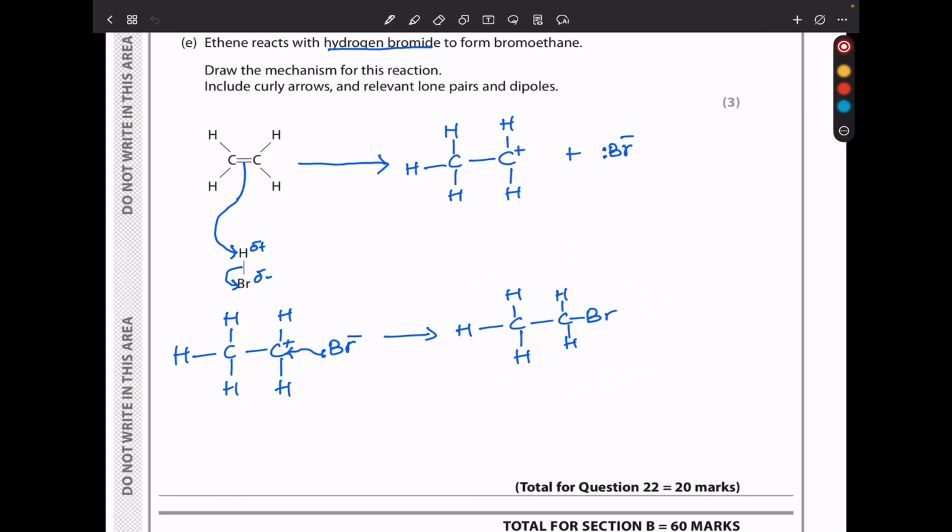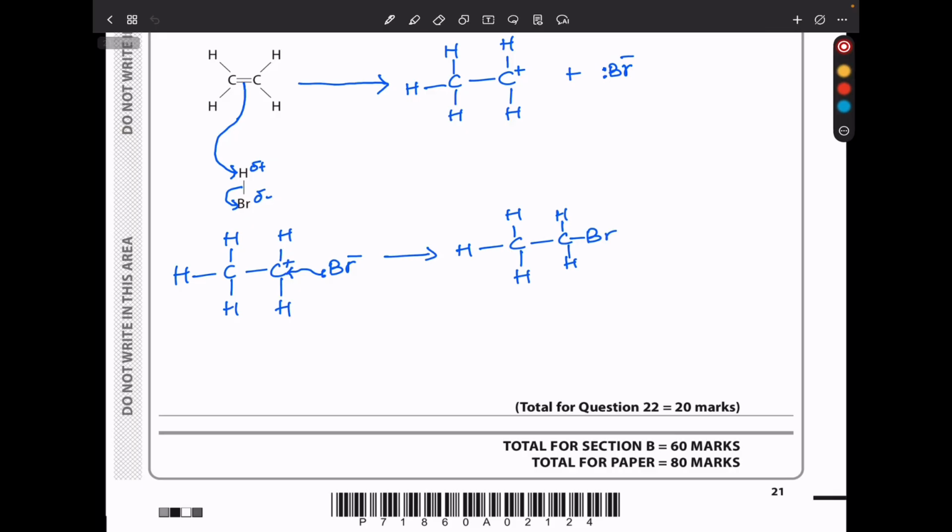The key thing about this mechanism is the arrows have to be appropriate. It's the double bond breaking, giving the electrons here, and these have to be positioned. Then the positive on the carbocation has to be shown, and the arrow here has to come from the lone pair towards the positive carbon. So this brings us to the end of question 22 as well as to the end of the whole paper.